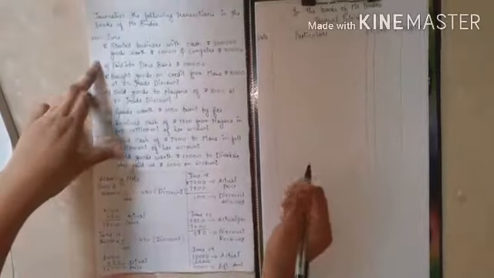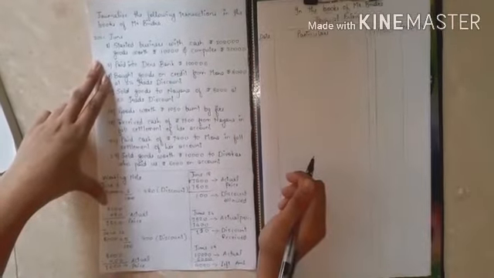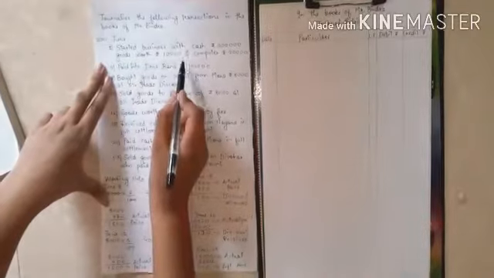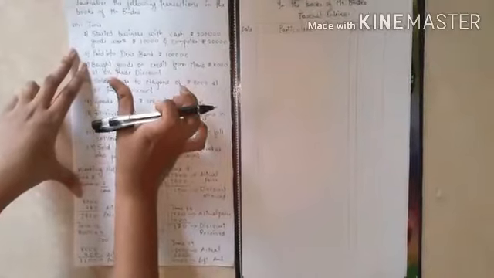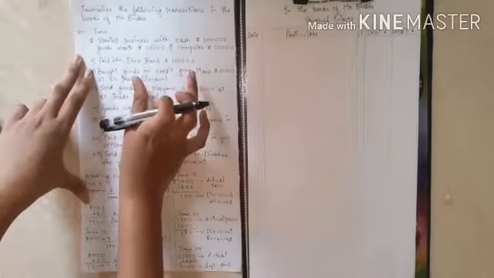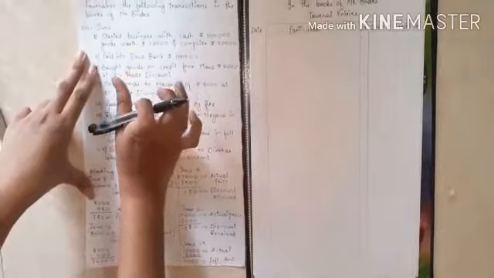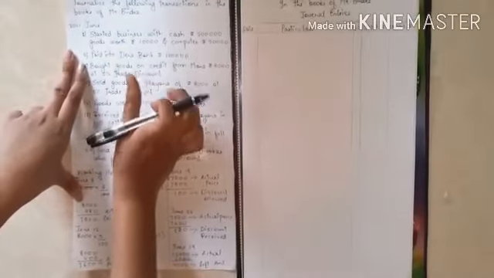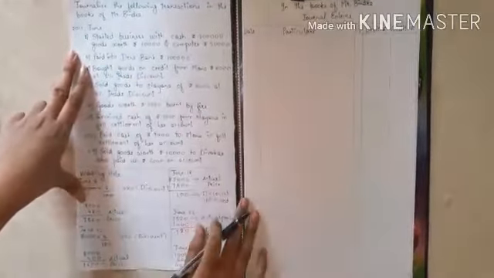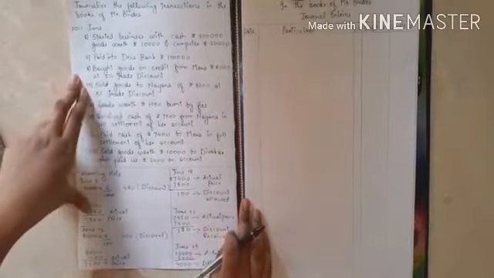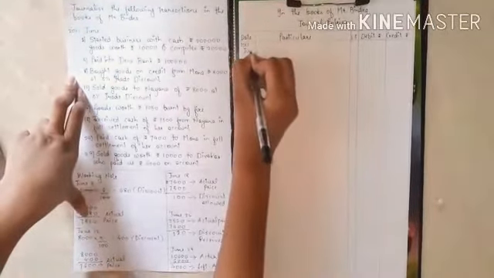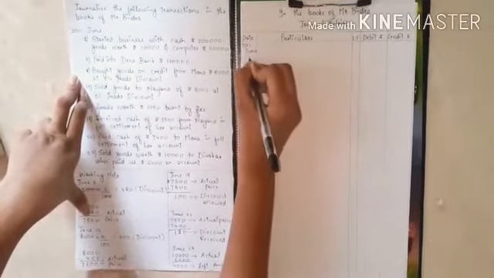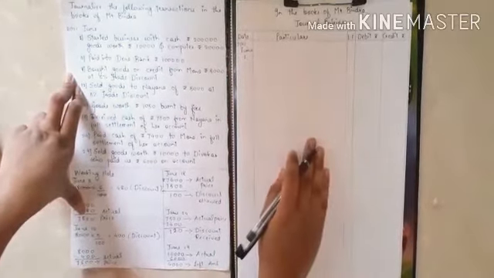The first transaction: started business with cash rupees 2 lakh, goods worth rupees 10,000 and computer rupees 20,000. So Mr. Bindra started business with cash rupees 2 lakhs, also goods worth rupees 10,000 and with computer rupees 20,000. So this is how the combined entry looks like. So we will post it in the journal. What's the date? 2011 June 1st. So we have to record.